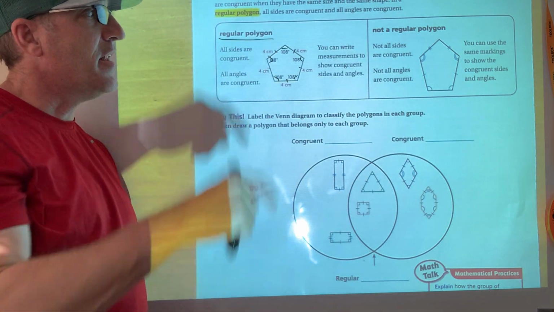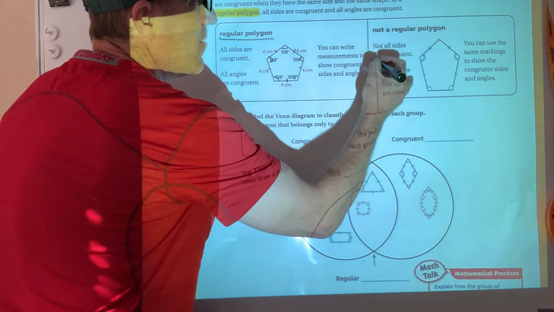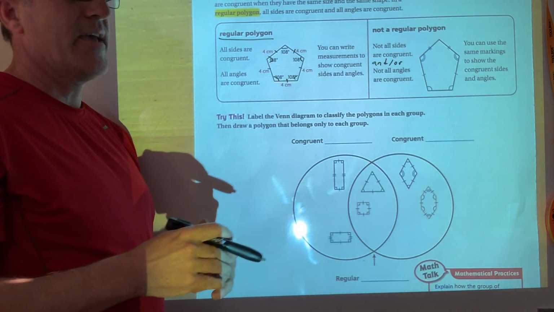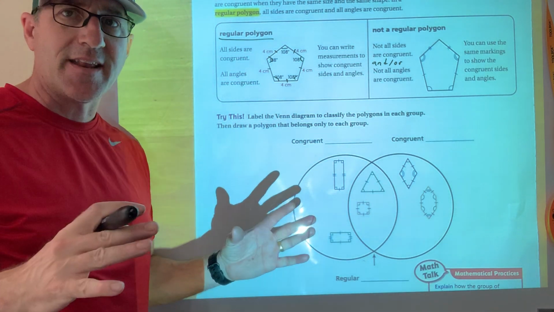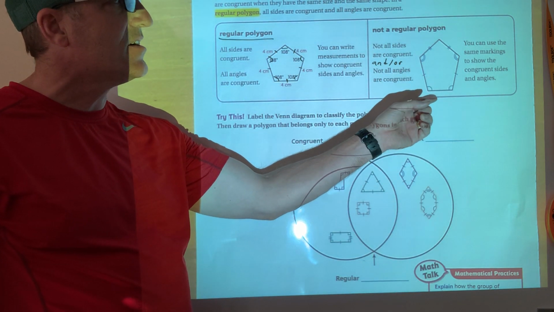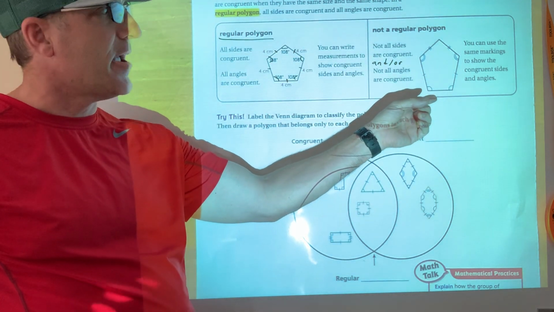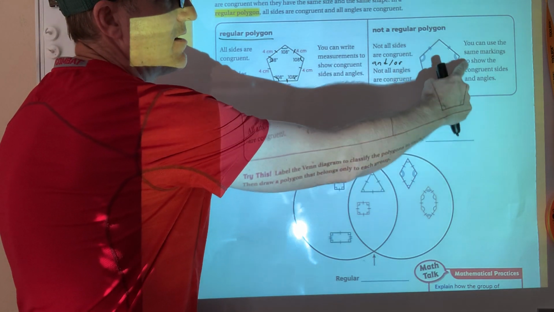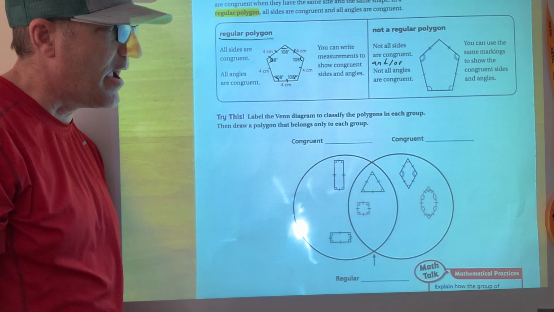And then not a regular polygon: not all the sides are congruent, and/or all the angles are not congruent, or both of them are not congruent. If it's out of whack in any way, it's not a regular polygon. So it is much easier to be a not regular polygon than it is to be a regular polygon. You can use markings, as I already talked about. See how there's one line here and two there, one line here and two there. That means they're different sizes.